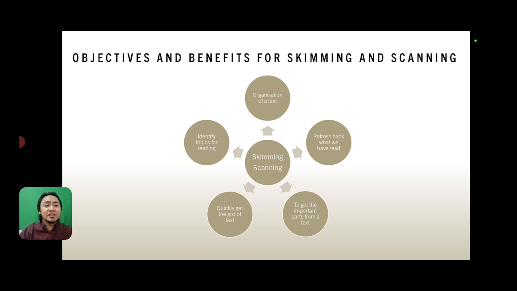So the objectives and benefits of skimming and scanning. First, it's about the organization of a text. When you are able to do skimming and scanning correctly, you will understand the flow of a text from the introduction up till the conclusion. You can also refresh what you have read before, and also get the important parts of a text, and quickly get the gist of a text, to understand the general idea of a text, and of course the last one will be to identify topics for reading.